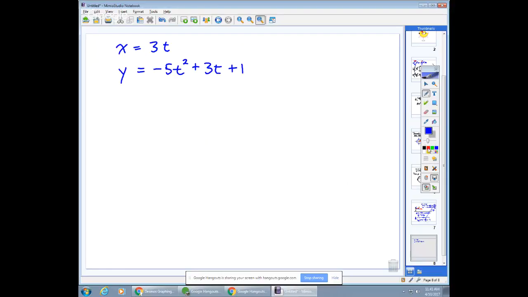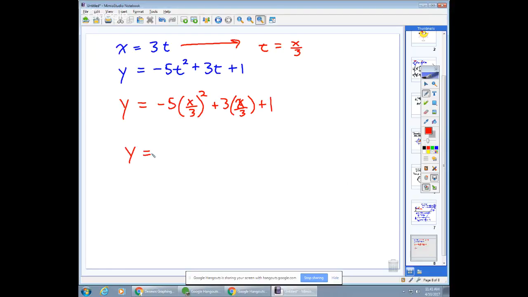Okay, well that's not too bad because the top equation gives us the perfect opportunity to do so. Because according to the top equation, t is equal to x over 3. So then I can come back over here and I can say, oh yeah, all right. So that means y must be equal to -5 times (replace t with x over 3) squared, plus 3 times x over 3, plus 1. And then we could clean that up a little bit more. So what do we get there? -5/9 x squared plus x plus 1.